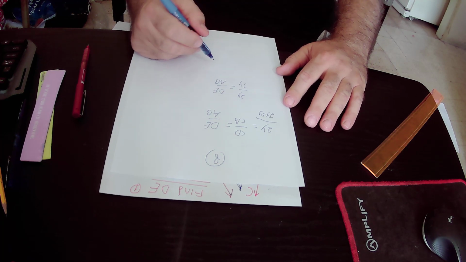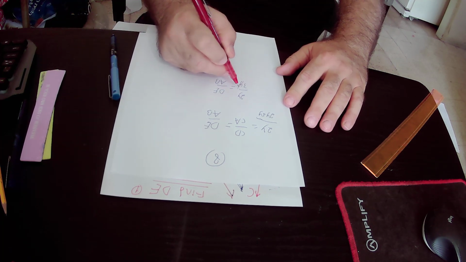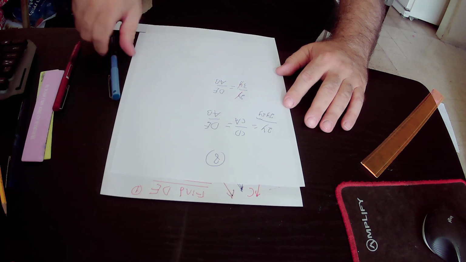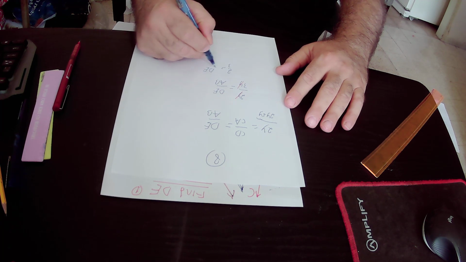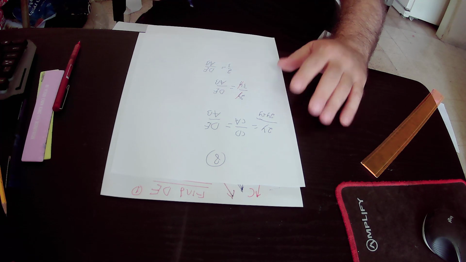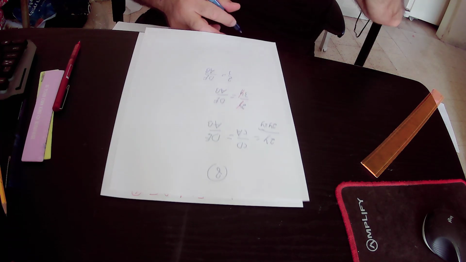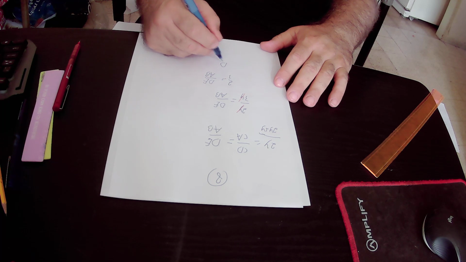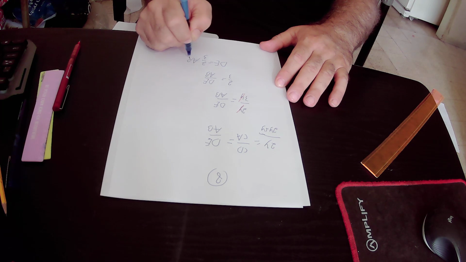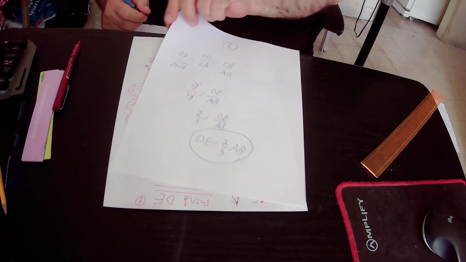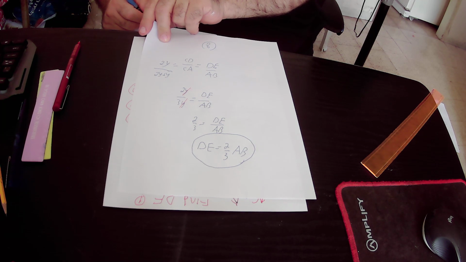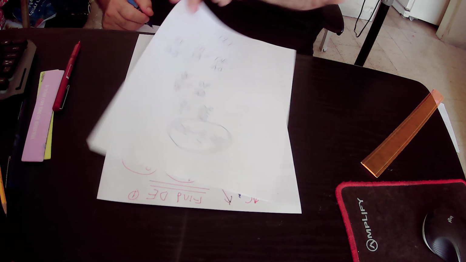y over y is 1, so y will get cancelled, and we are left only with 2/3. 2/3 equals DE over AB. So here we will multiply this equality by AB, and we will get that DE equals 2/3 AB. So we found out that DE equals 2/3 AB. Okay? DE equals 2/3 AB.